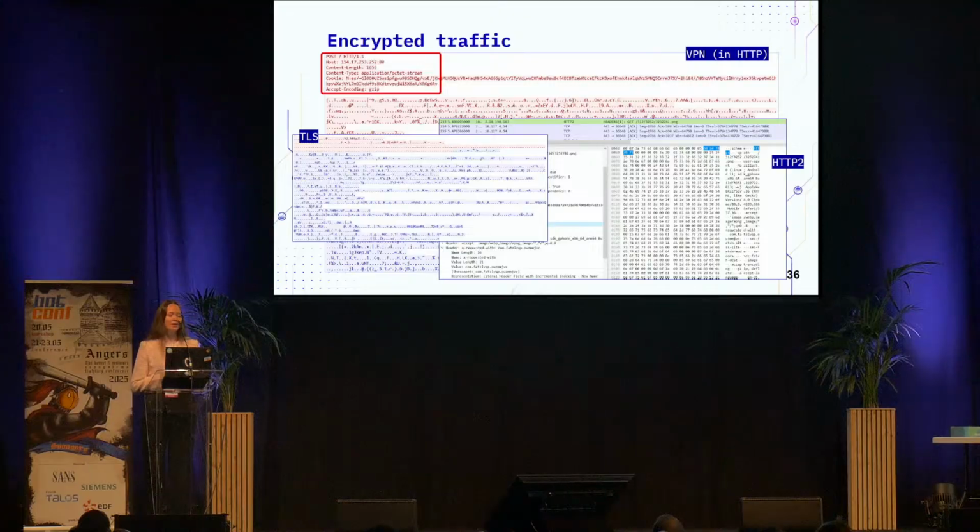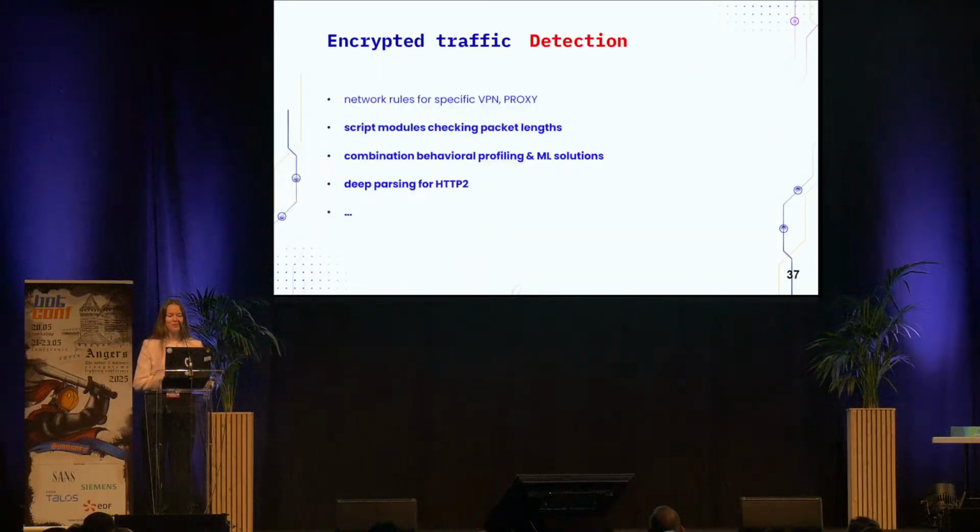And the last technique is encrypted traffic. It's about all legitimate encryption: VPN, TLS, HTTP2, which became more popular among hackers. It's bad for network analysts because not a lot of solutions can decode it. So we need to make better solutions for it. We can write some network rules for specific VPN and proxy. We can use script models for checking packet lengths, combine behavioral profiling and ML solutions, and make some deep parsing, not only for HTTP protocols, but for others.